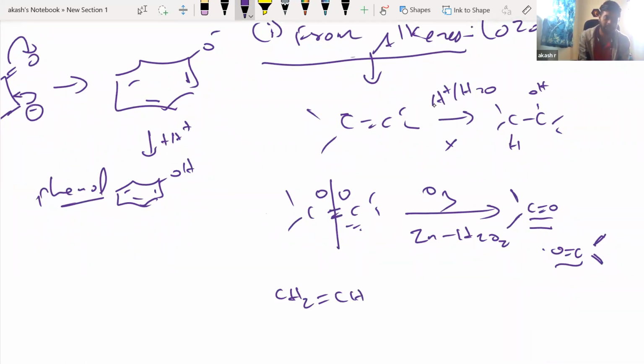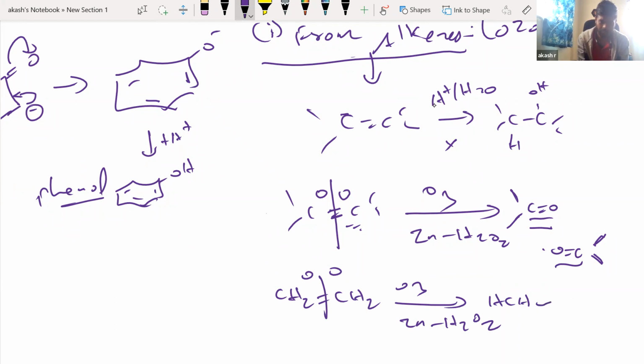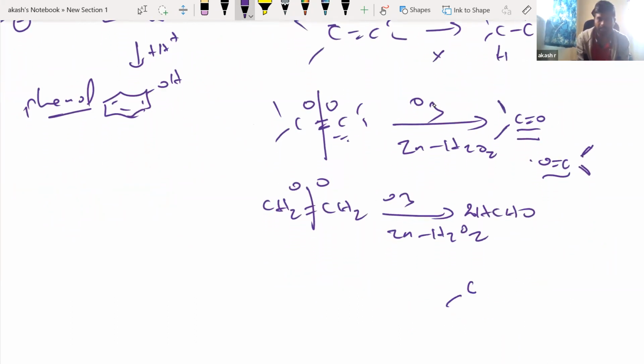Say we have CH2 double bond CH2, and I go for ozonolysis. Now what do we do? Break, put oxygen, oxygen. What do we get? We get HCHO, is it not, people? This is C with 2 H and a double bond O. This is nothing but methanal, formaldehyde, whatever you want to call it, and 2 moles of the same compound. This is going to form 1 HCHO, and this is going to form another HCHO. That's why you write 2 HCHO, right?